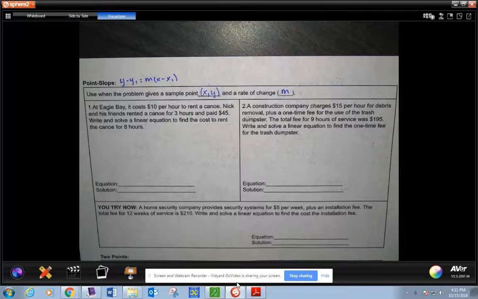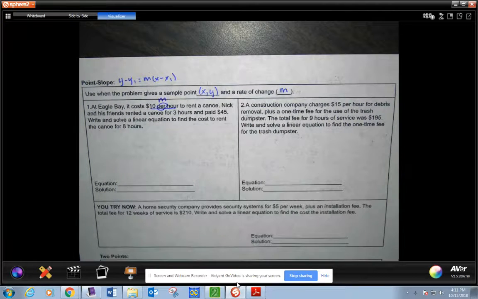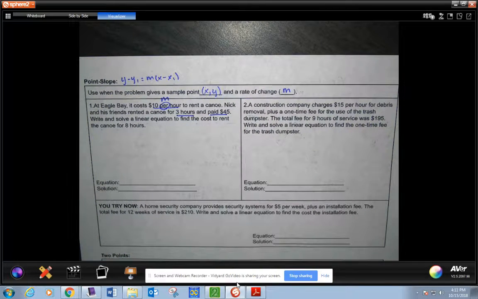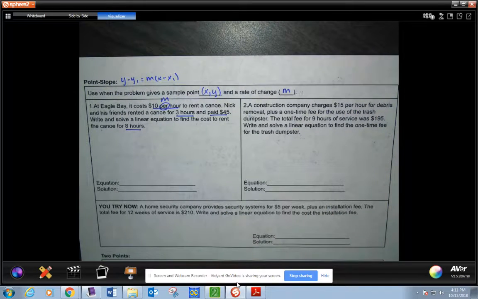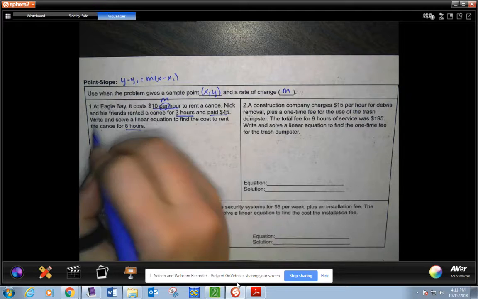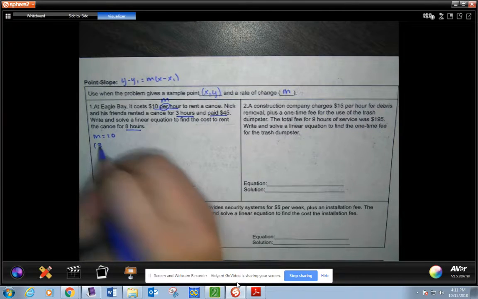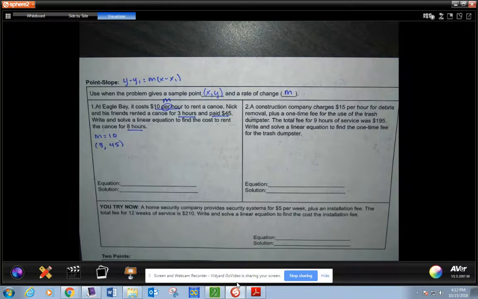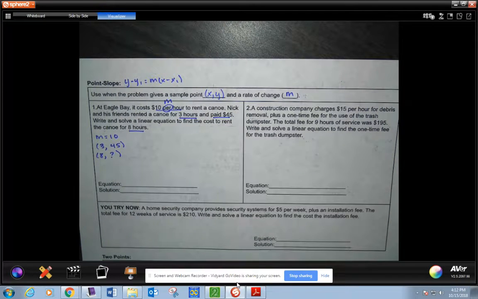Okay, so for my first problem, at Eagle Bay, it costs $10 per hour. Hey, looky there, slope right there, to rent a canoe. Nick and his friends rented a canoe for 3 hours and paid $45. I want you to write and solve a linear equation to find the cost to rent a canoe for 8 hours. Okay, so here we go. I know that my slope is $10 because that's where per came in. And since we're talking about a point, I know for 3 hours it costs $45. So that's a point. They want me to find how much it costs for 8 hours. So I'm going to put 8 with a question mark.